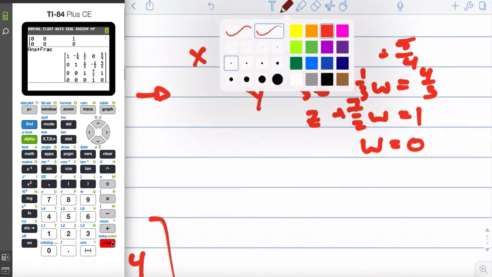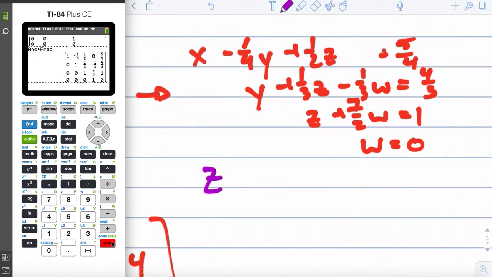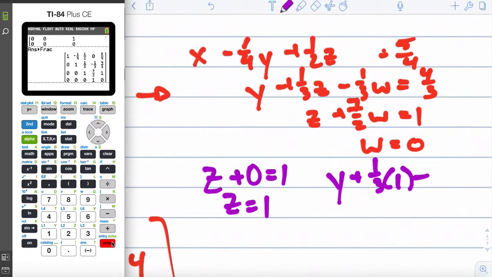If w is 0, then I can come over here and say z plus 0 is equal to 1, so z is equal to 1. Then I can say y plus 1/3 times 1 minus 0 is equal to 4/3. So y is equal to 1.